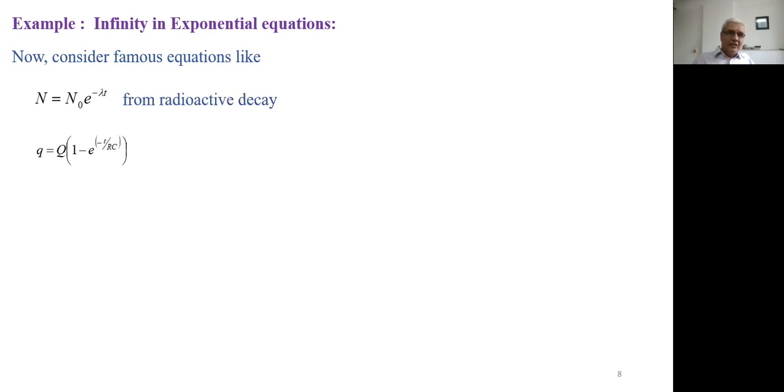If I take q equal to capital Q times (1 minus e raised to minus t upon RC) for an RC circuit, the charging of a capacitor, then here we say that small q will be equal to capital Q as t goes to infinity. There we would say N goes to 0 as t goes to infinity. That means none of the atoms would have survived. All would have decayed if you wait for infinite time.